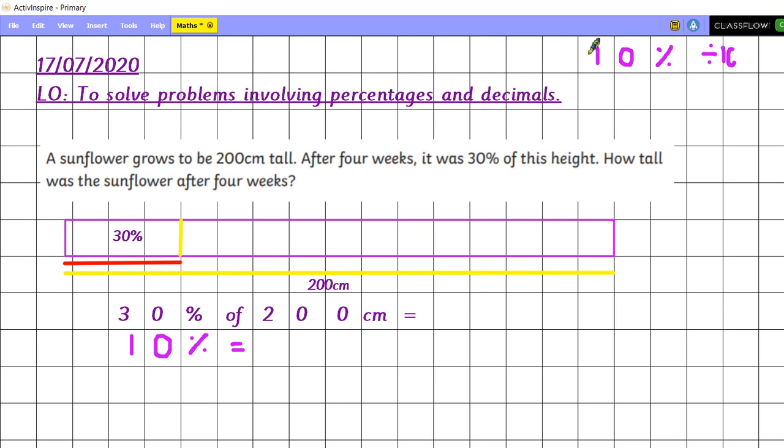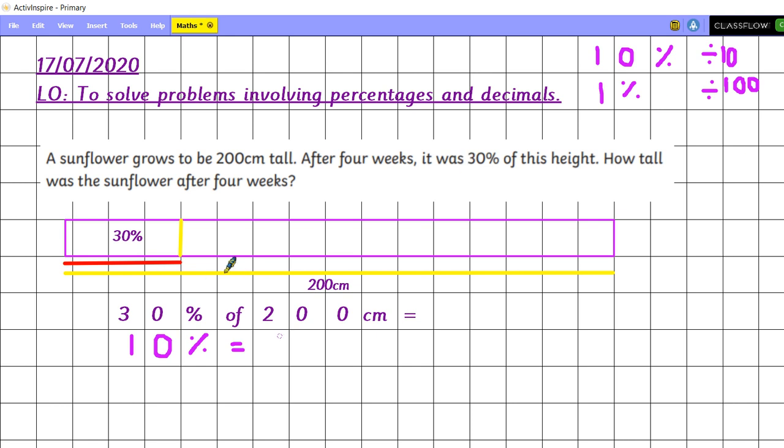How do we find 1%? Can you remember from yesterday? To find 1%, instead of dividing by 10, we have to divide by 100. Well done if you did remember that from yesterday. That's fab. Those are the key facts that you need to remember today.